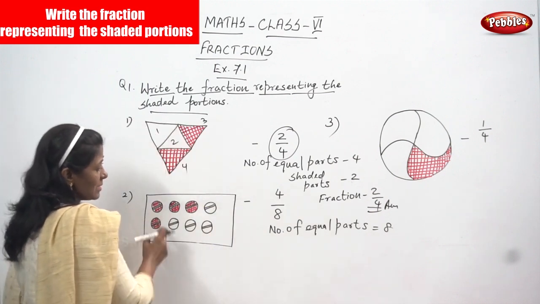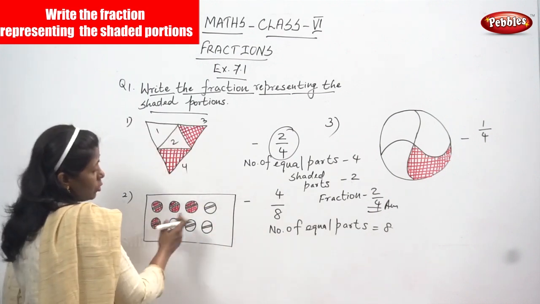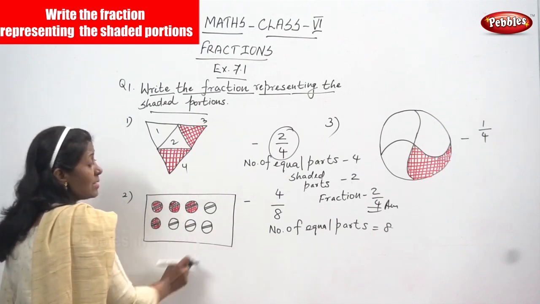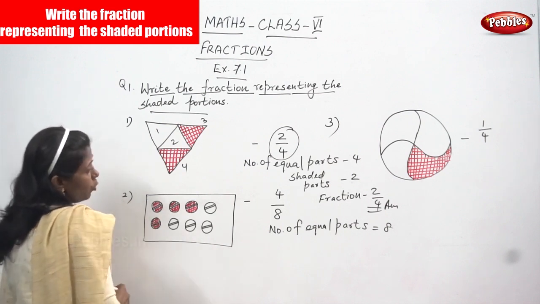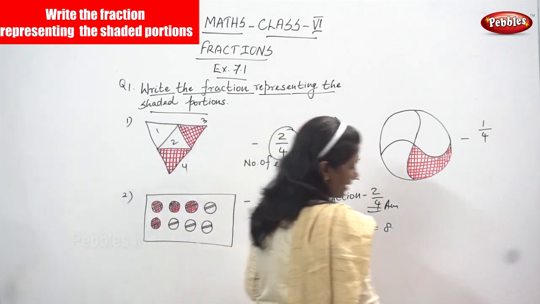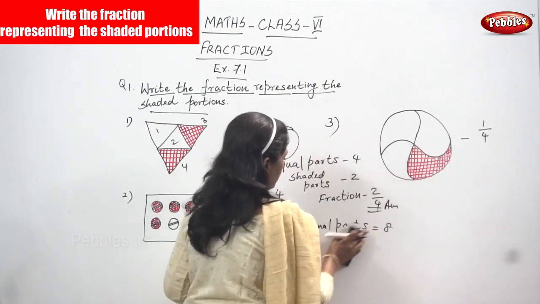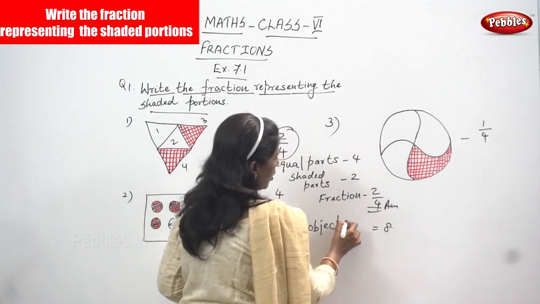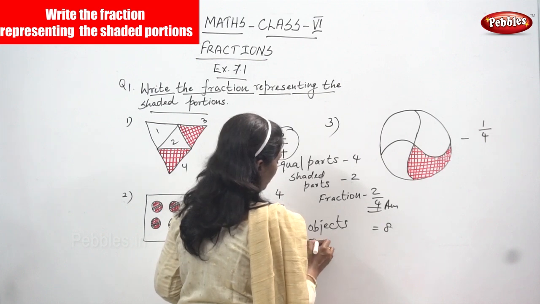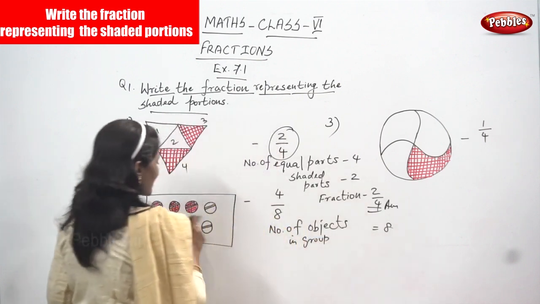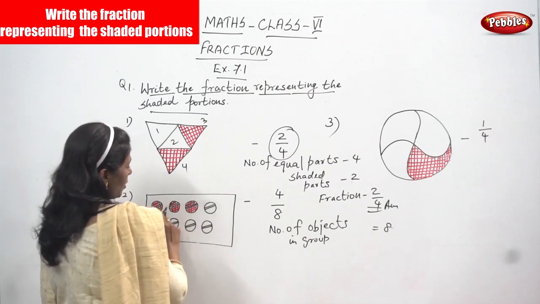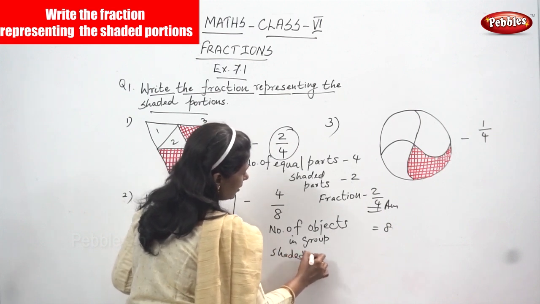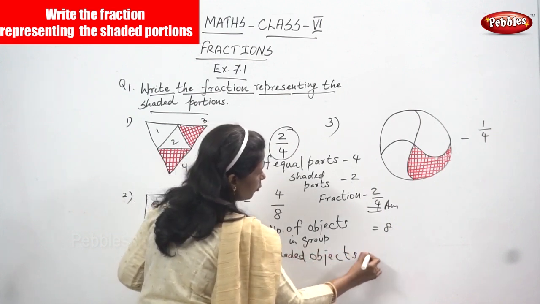How many objects? The number of equal parts is otherwise called the number of objects. That means it is completely 8 objects. So we can call it a group of objects. So the number of objects is what? We can say the number of equal parts, otherwise the number of objects, or the total number of objects in a group. The number of objects in a group is 8. And how many objects are shaded? Totally 4 objects. 1, 2, 3, 4 objects. And the shaded objects are nothing but 4.